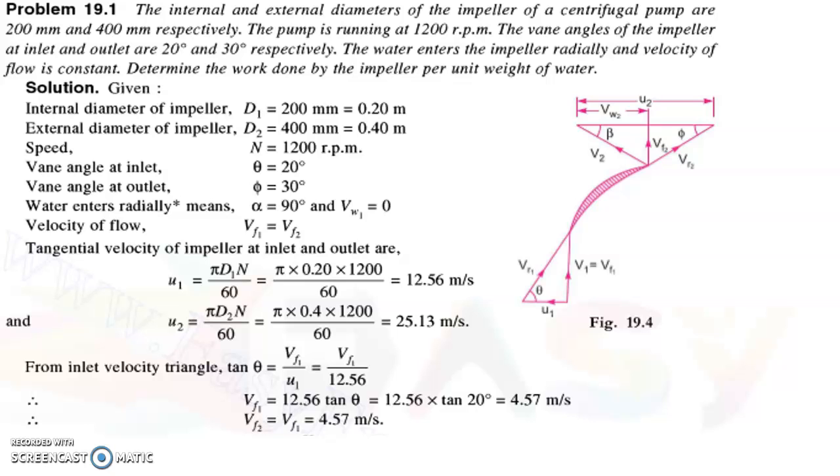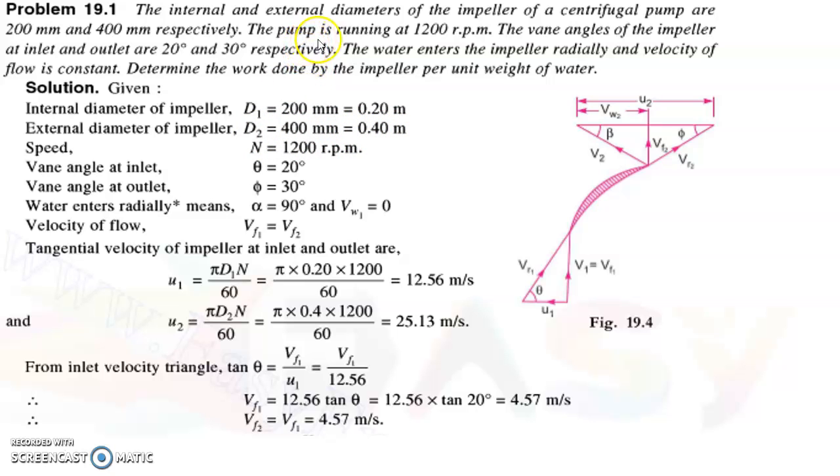So, initially we need to find out the given data in the problem. The diameters, internal and external, of the impeller are given. So D1 is 200 mm, converted into meters, 0.2 meter, and D2 is 400 mm, that is 0.4 meter.